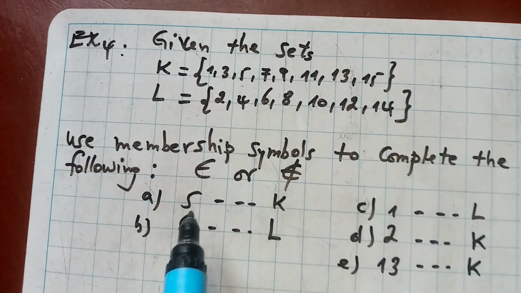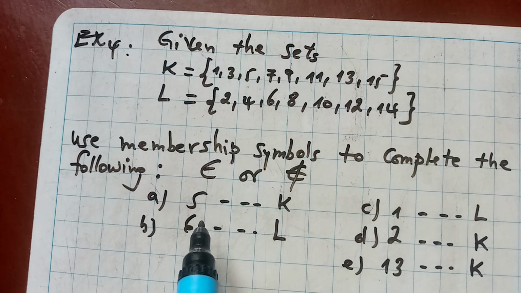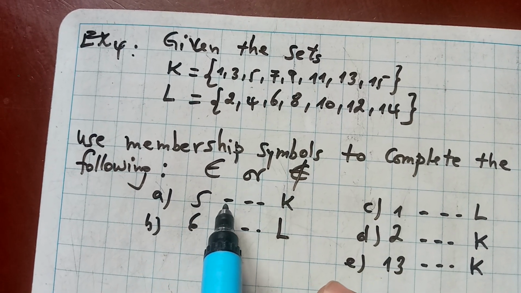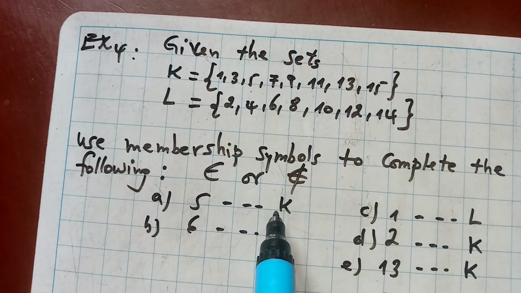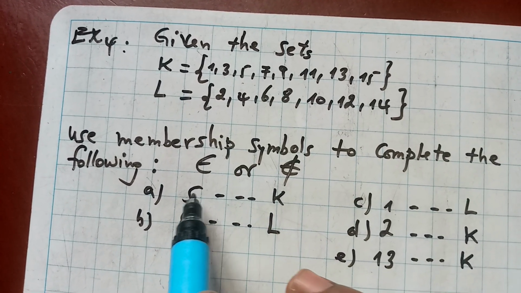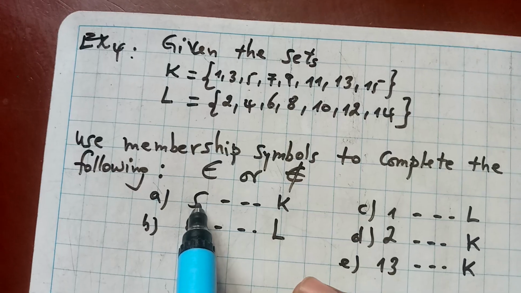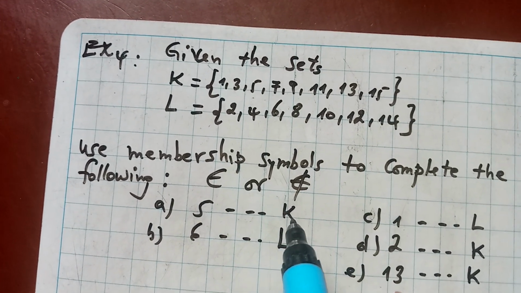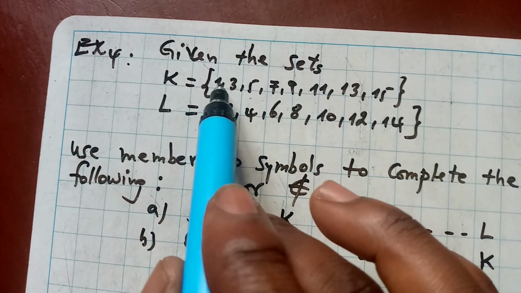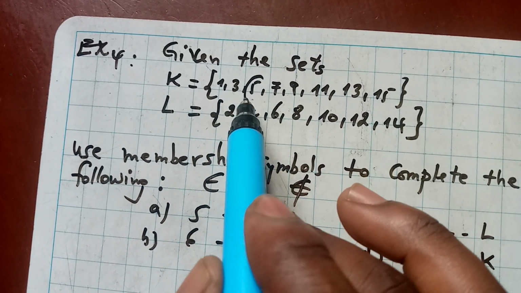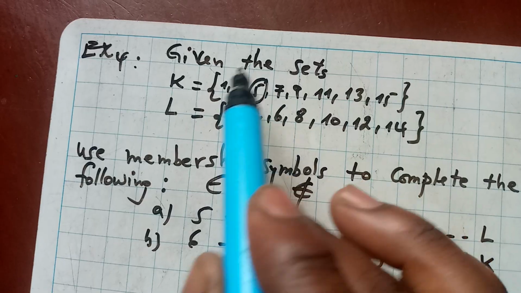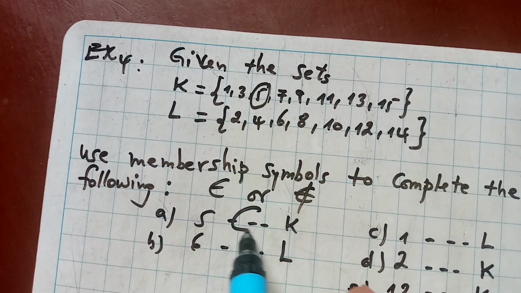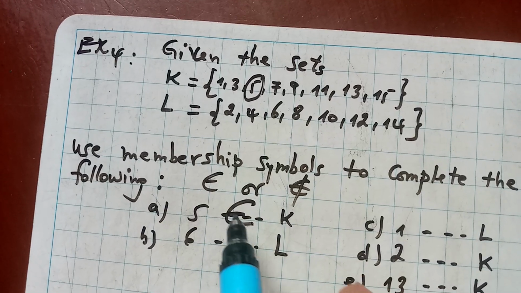For A, we have 5 dash dash K. First of all, we have to consult if 5 is included in set K, element of set K. Now, 1, 3, 5 here. You see, 5 is a member of set K. Now, 5 is a member of set K. Now, I have to use this one.